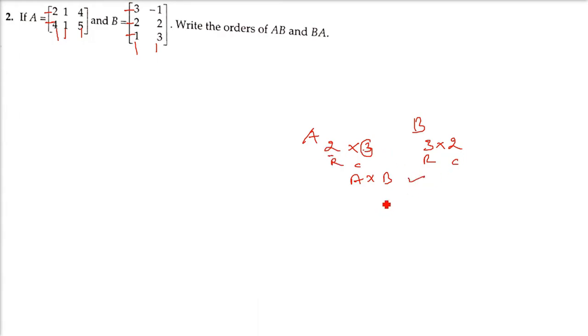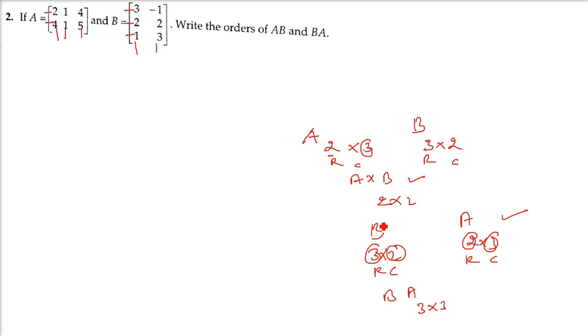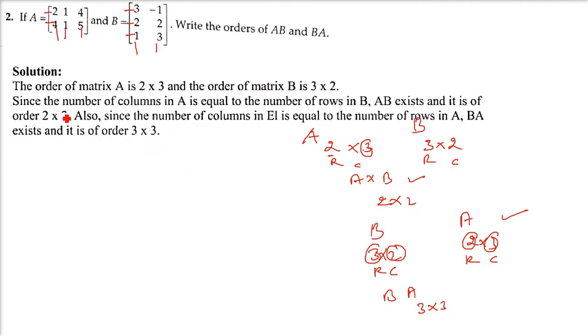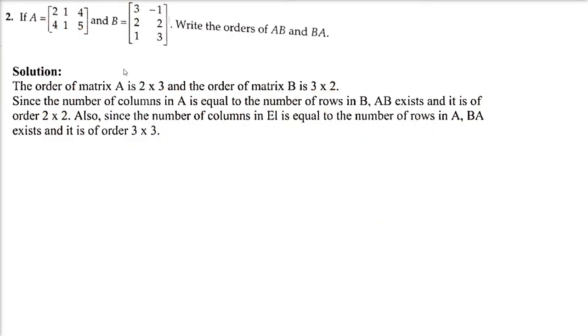Okay, what is the final result? 2 into 2. How about B cross A? The dimension of B is 3 cross 2, A is 2 cross 3. Because the column of B is equal to the row of A, this BA is also possible. And what will be the result? The row of the first one and the column of the second one, that is 3 cross 3. So this is 2 cross 2 and 3 cross 3, for AB and BA. This is the result, because the order of A is 2 by 3 and the order of B is 3 cross 2.